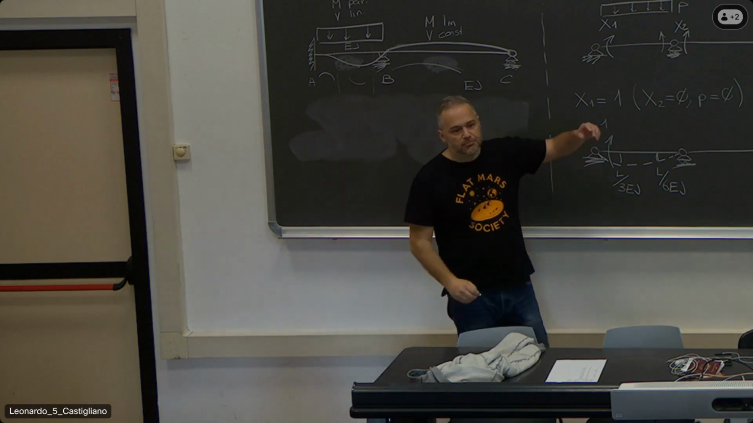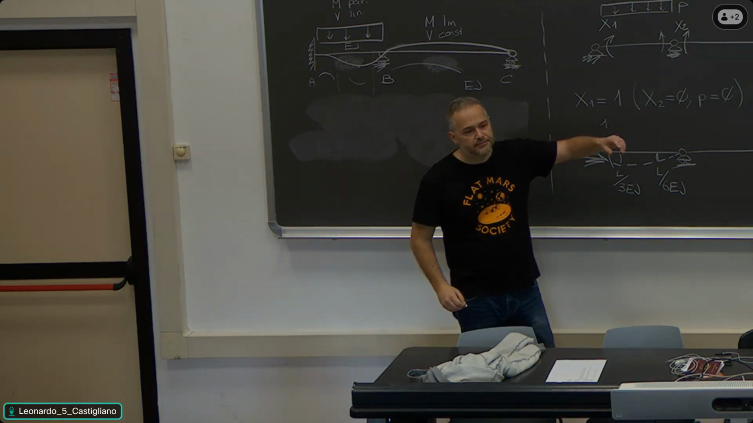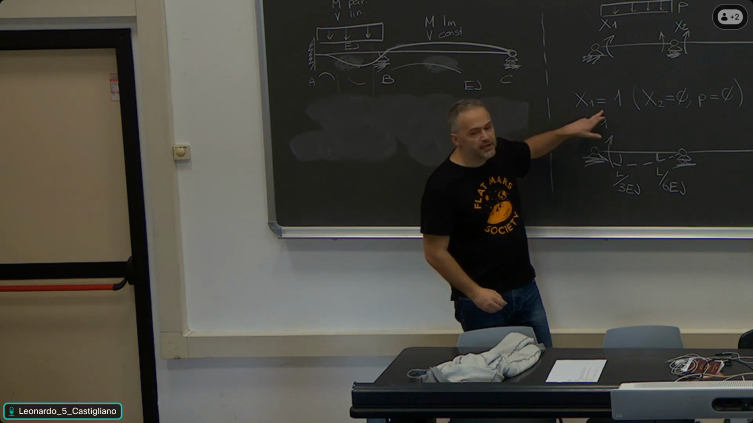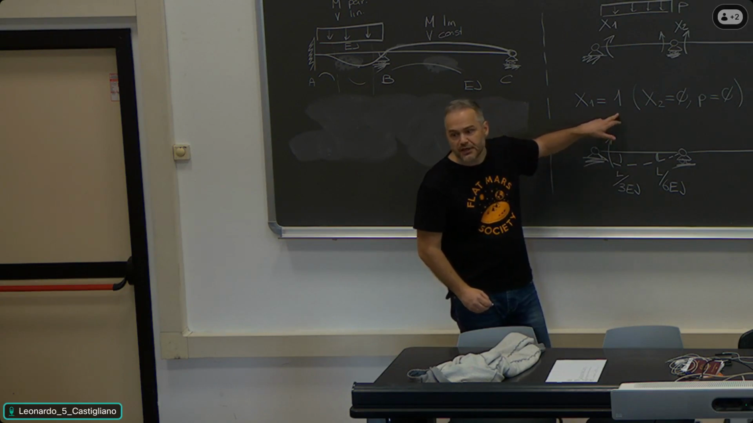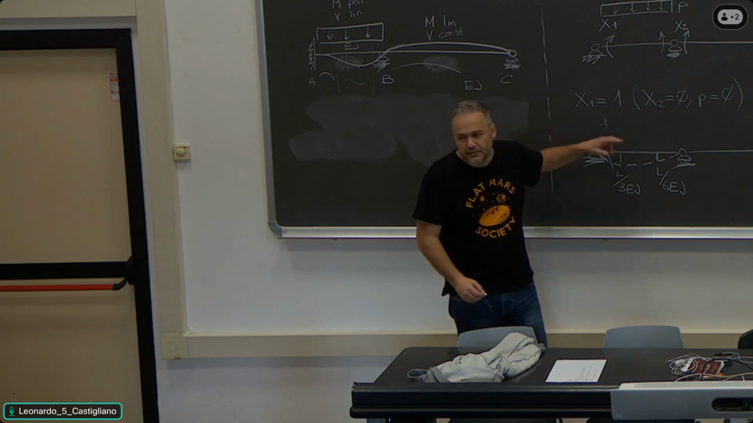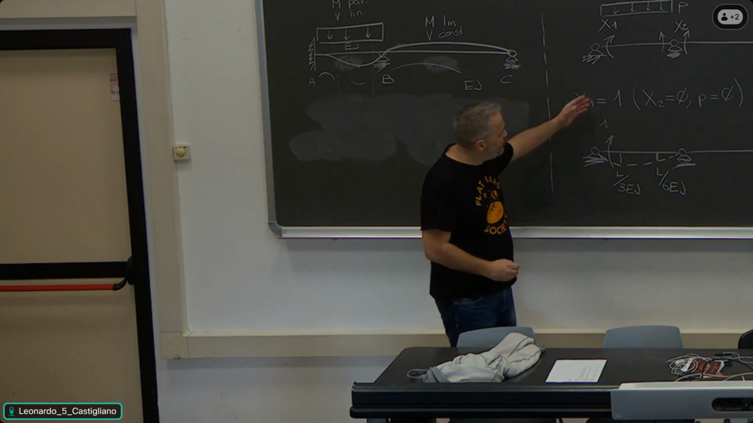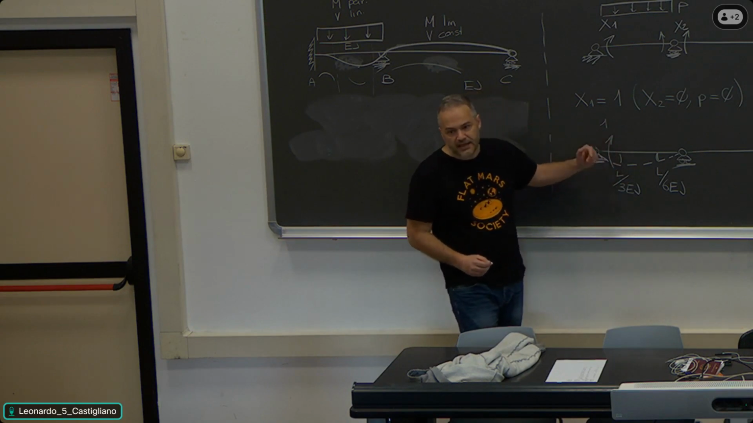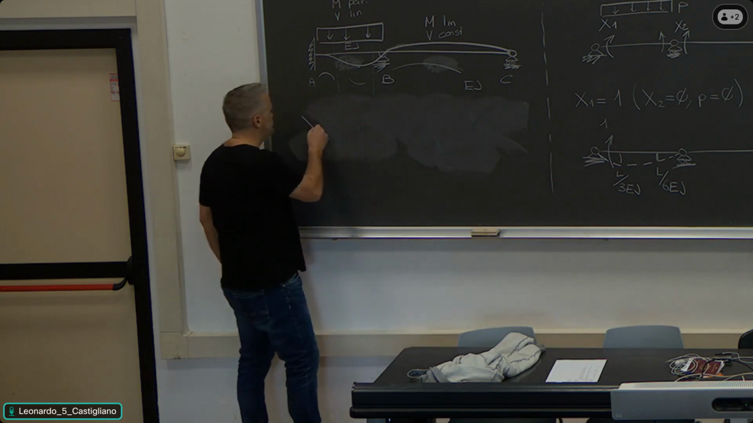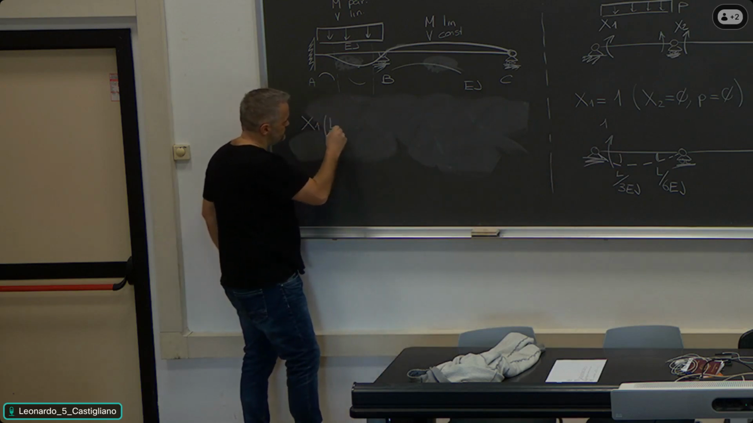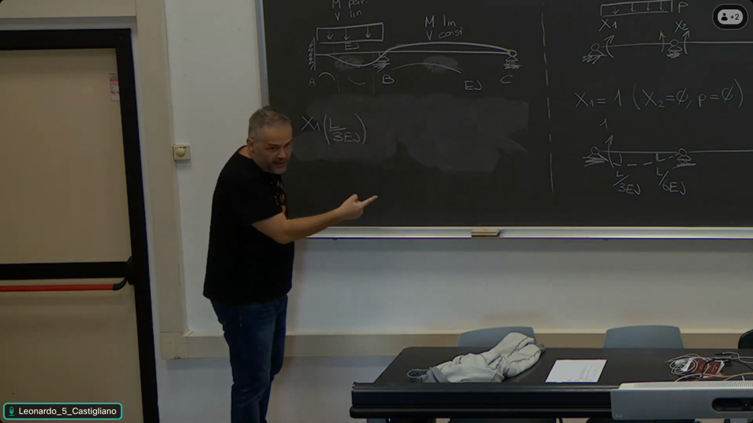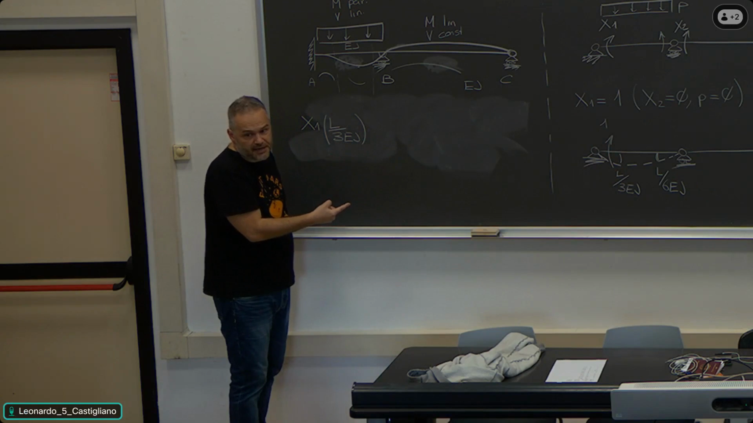We simply superimpose all the effects. What is the rotation here? L over 3EJ with x1 equal to 1. Of course, x1 is not equal to 1, x1 is an unknown value. So when I write the compatibility equation, the rotation here is x1 times L divided by 3EJ. And it's a clockwise rotation. This I should bear in mind.